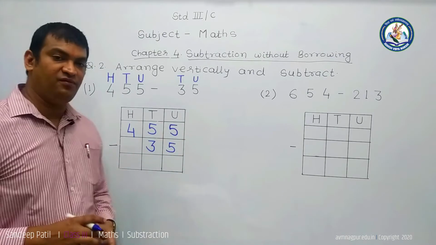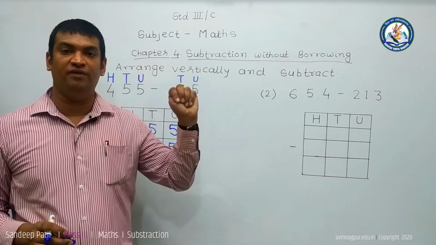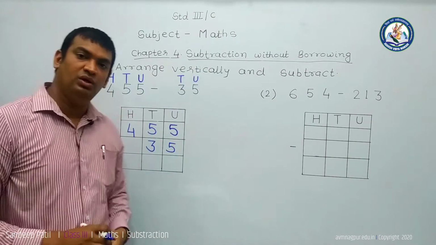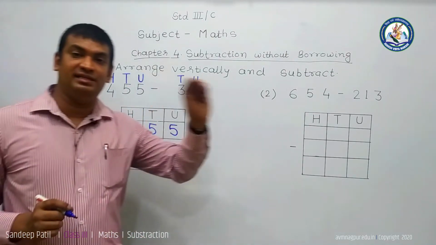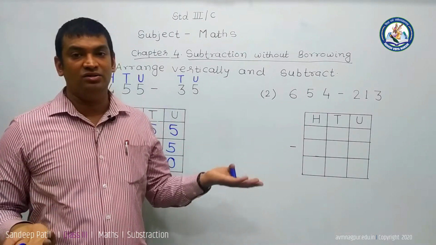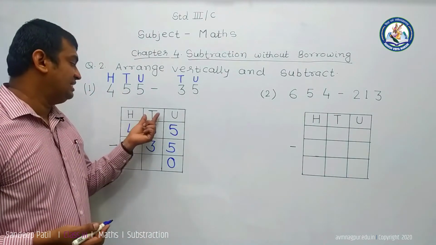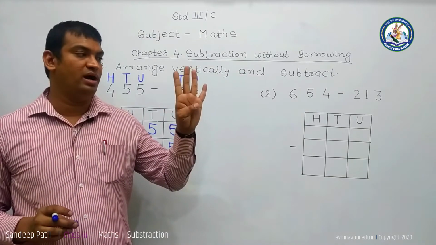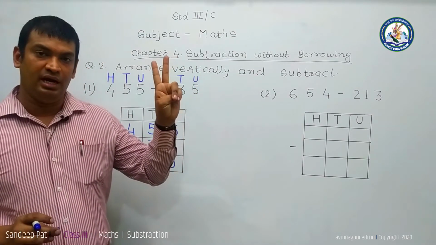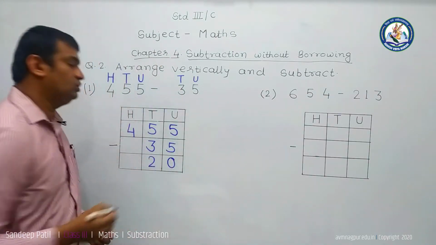So 5 minus 5. 5 minus 1, 2, 3, 4, 5. What am I left with? 0. There is nothing left. When we subtract the same number, we have 0 left. Now move on to the tens. 5 minus 3. 5 minus 1, 2, 3. What are we left with? 2. So the answer is 2.